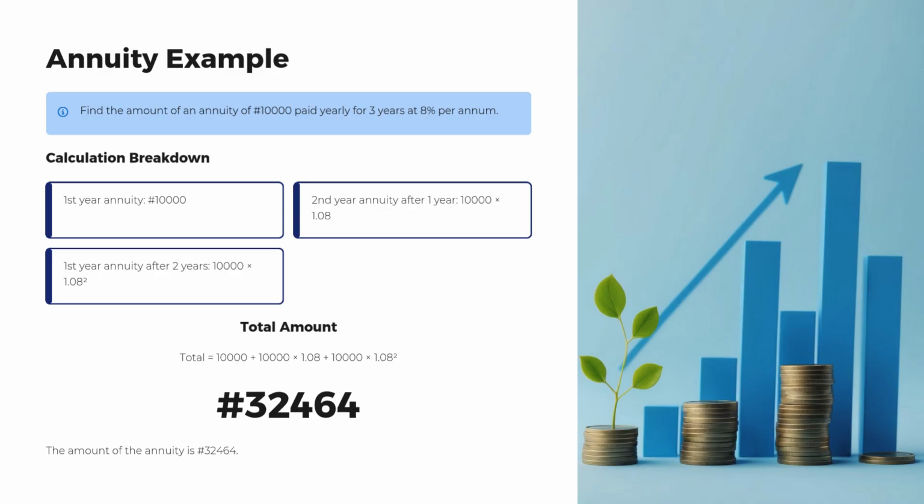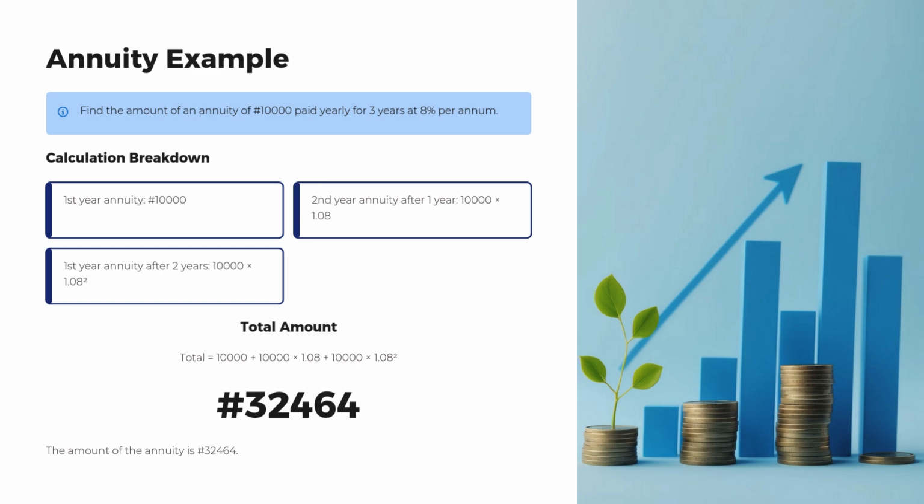Step 2. Express each payment. The first year's annuity after 2 years equals 10,000 multiplied by (1.08) squared. The second year's annuity after 1 year equals 10,000 multiplied by (1.08). The third year's annuity remains 10,000 because no time remains for it to earn interest. Step 3. Add all the amounts. The total amount equals 10,000 plus 10,000 multiplied by 1.08 plus 10,000 multiplied by 1.08 squared.